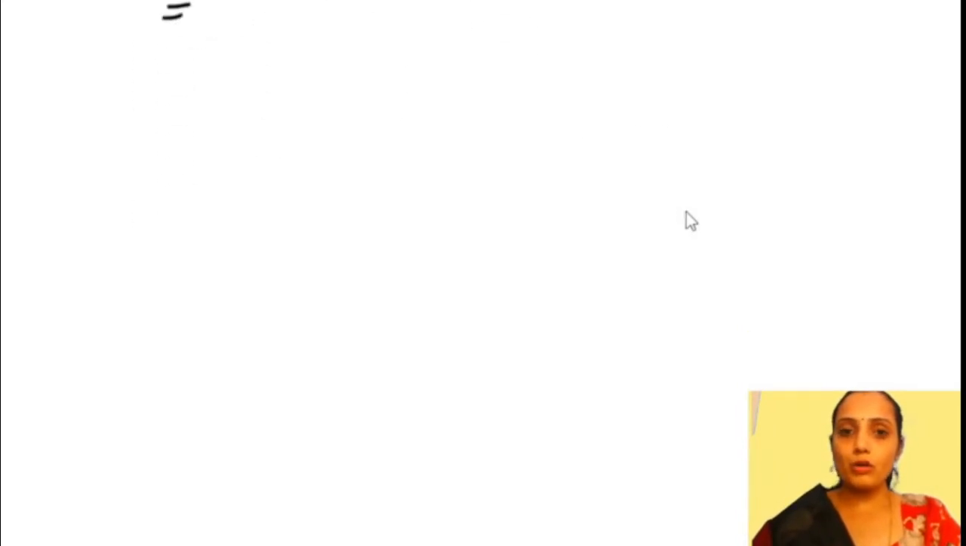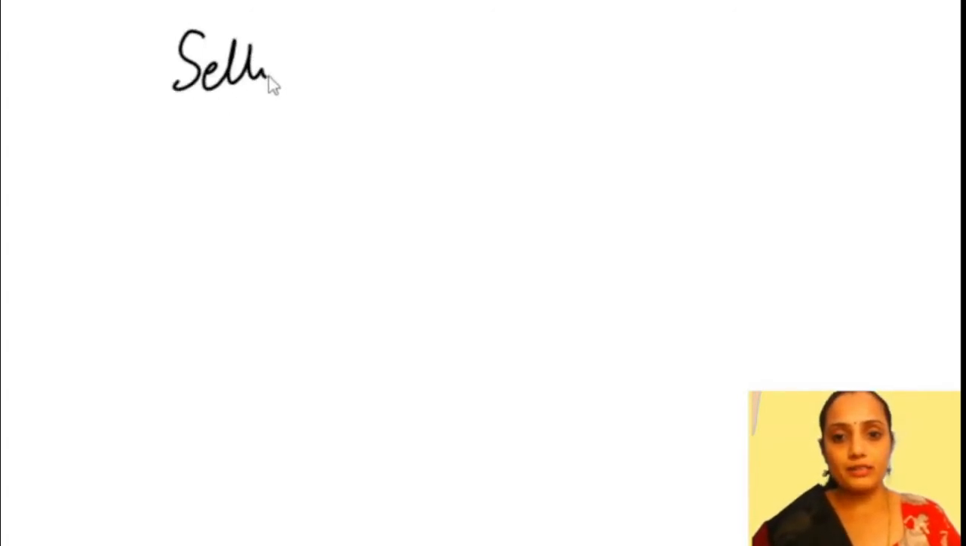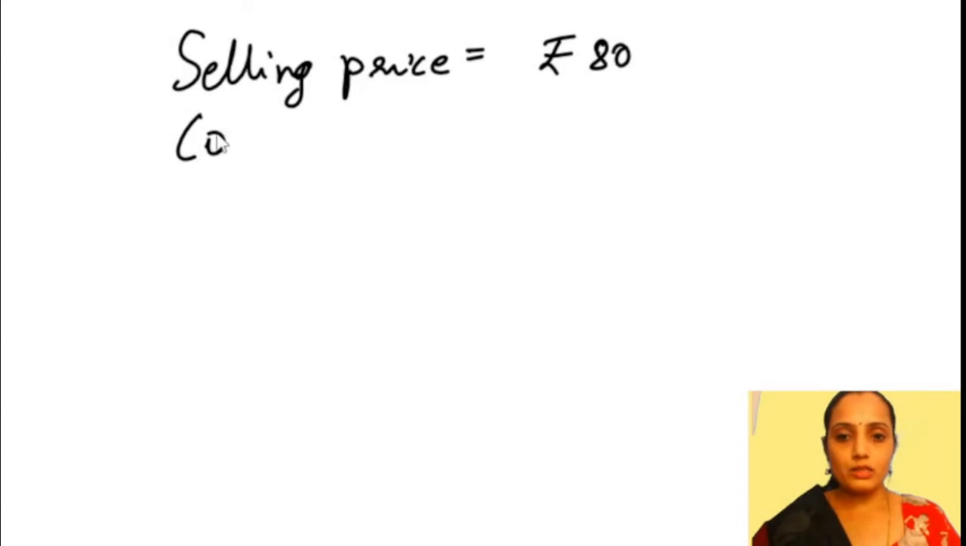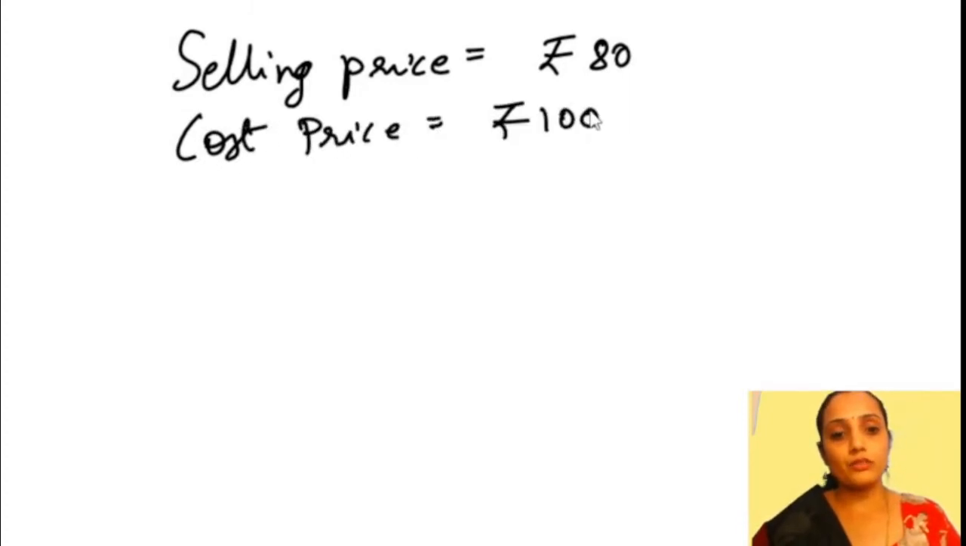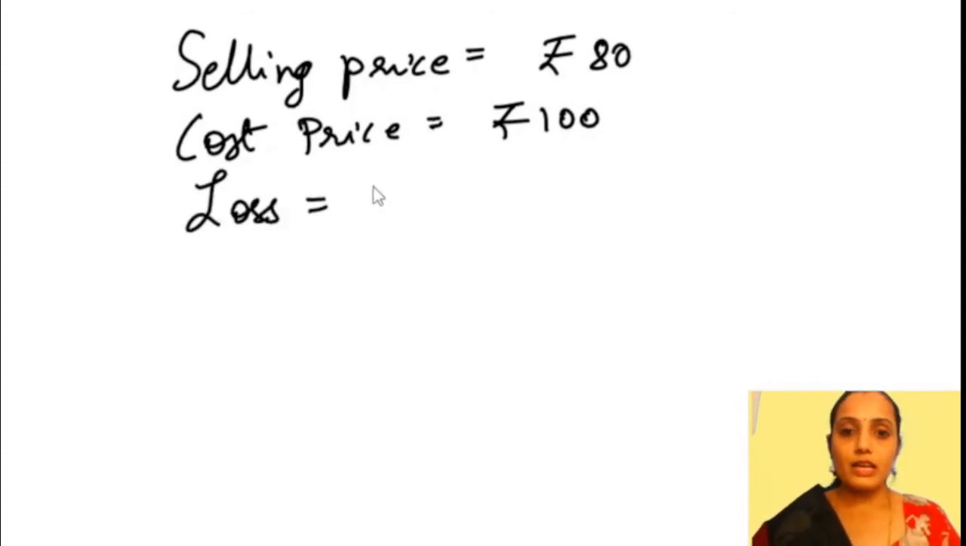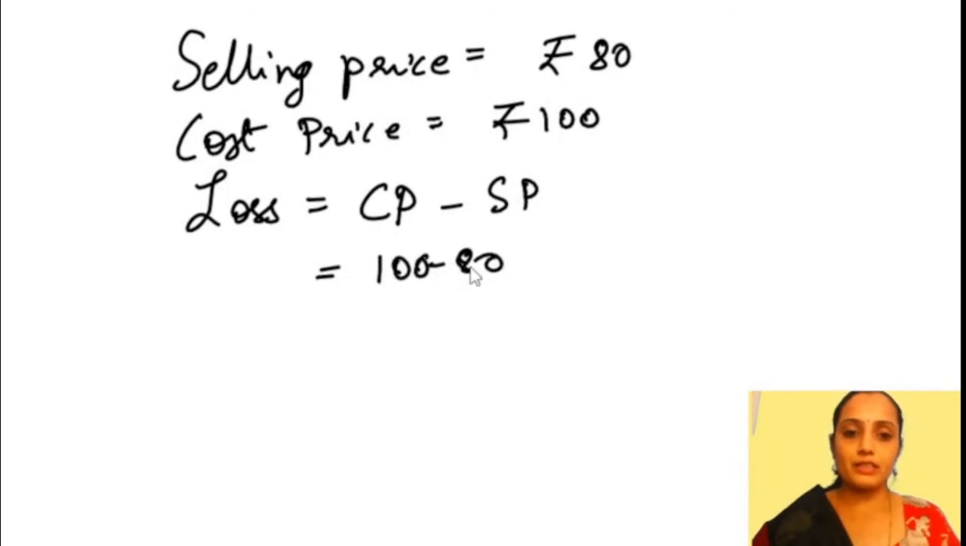Now we talked about profit. Now let's see about loss. What happens when he has a loss? Let's say the selling price was 80 rupees, but the cost price was 100 rupees. So he lost money here. So here the loss: the cost price is greater, so cost price minus selling price is equal to 100 minus 80, which gives us 20.